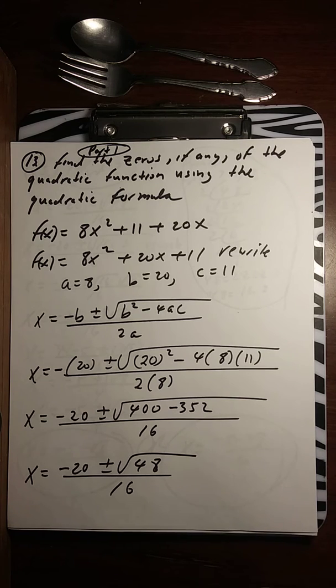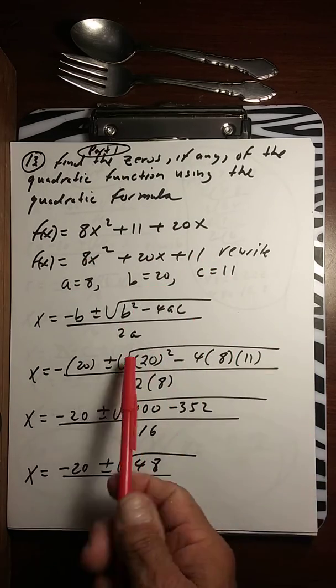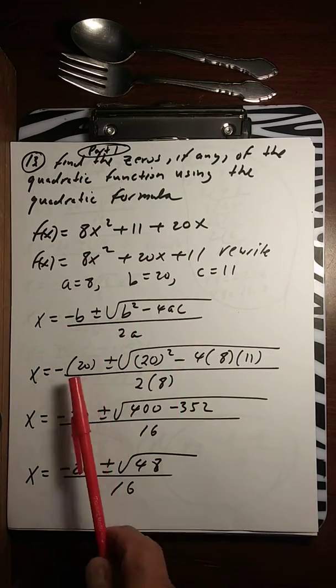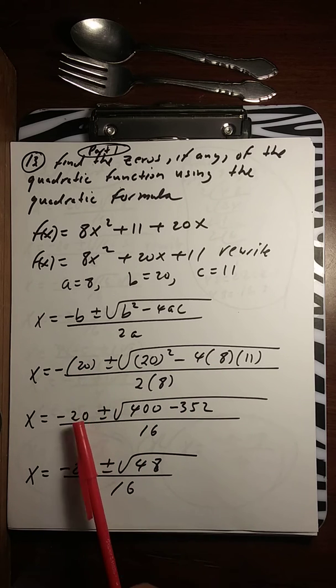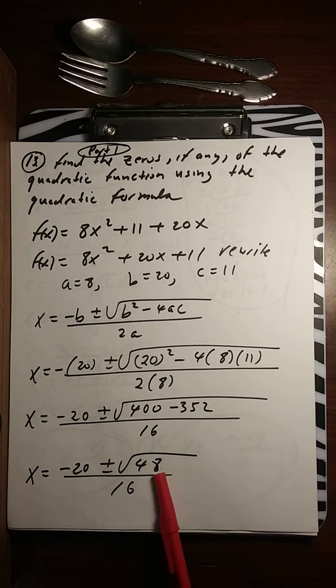Find the zeros, if any, of the quadratic function using the quadratic formula. All right, you write this, a, b, c, put the numbers in there in the formula. Put these numbers in parentheses. That's going to be negative 20, 20 squared is 400, and this is 352, 48.